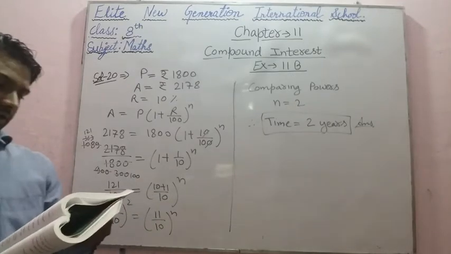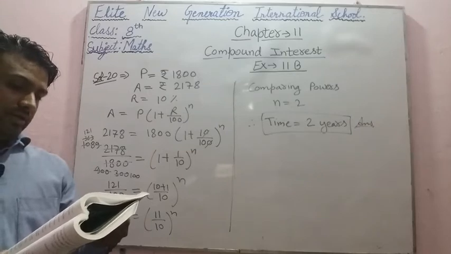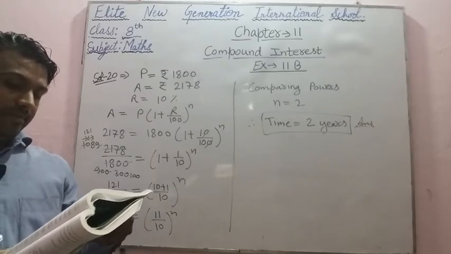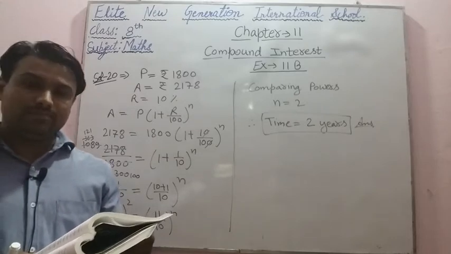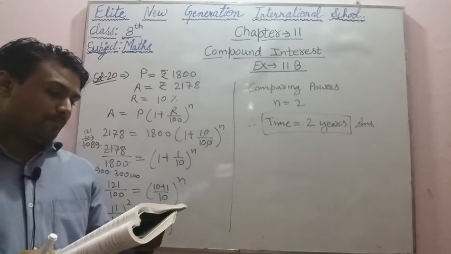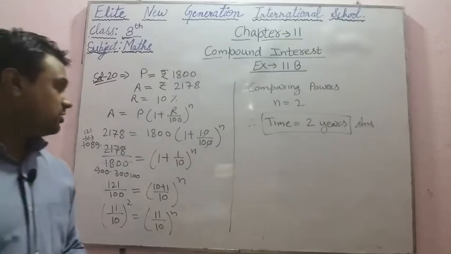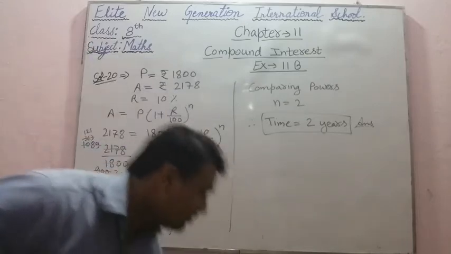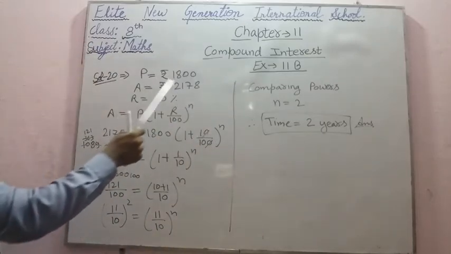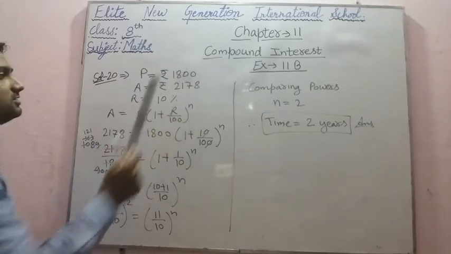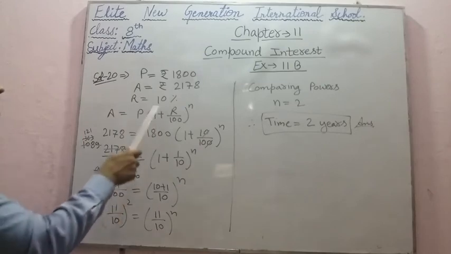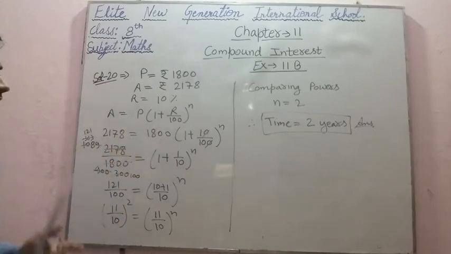In question number 20 we have: in how many years will rupees 1800 amount to rupees 2178 at 10% per annum when compounded annually? So in this question, we have given, first of all, principal is equal to 1800, amount equals rupees 2178, and rate we have 10%. Here we have to find time.